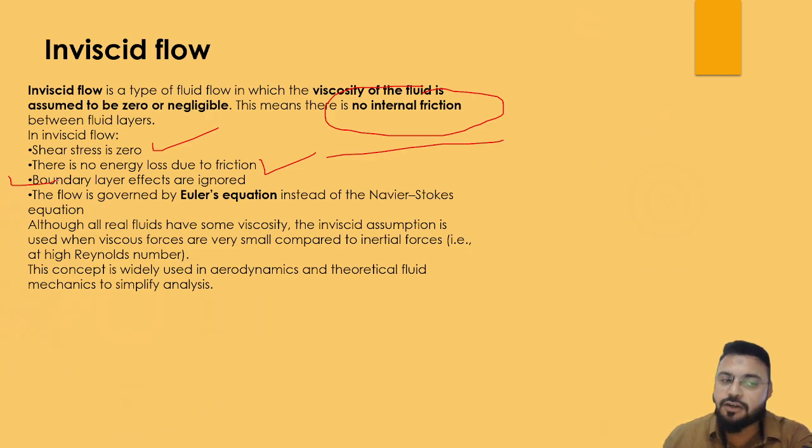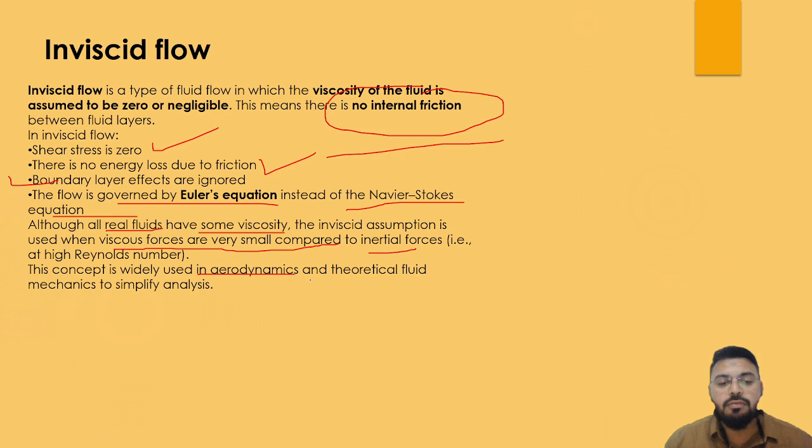Boundary layer effects are ignored and the flow is governed by Euler's equation instead of the Navier-Stokes equation. Although all real fluids have some viscosity, the inviscid assumption is used when viscous forces are very small compared to inertial forces. This concept is widely used in aerodynamics and theoretical fluid mechanics to simplify the analysis. This is a small topic. It is an assumption for simplicity of calculations.